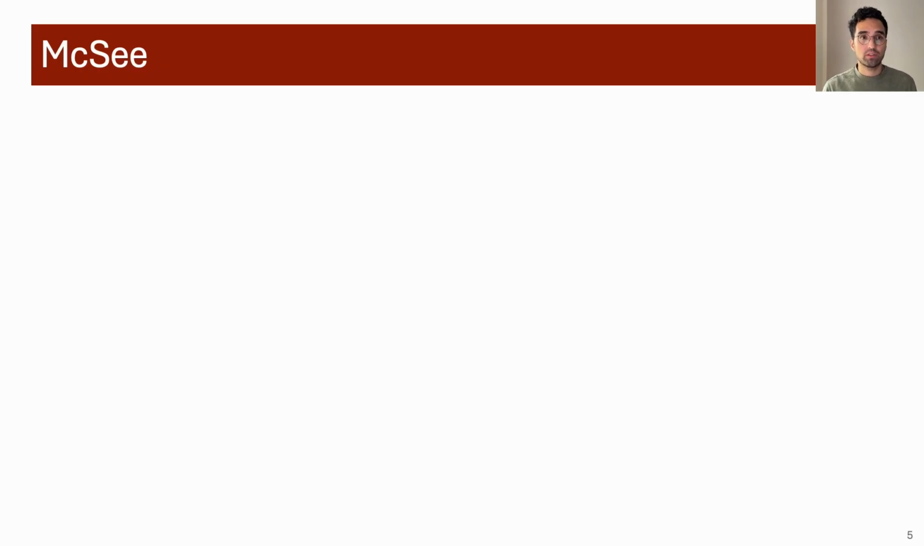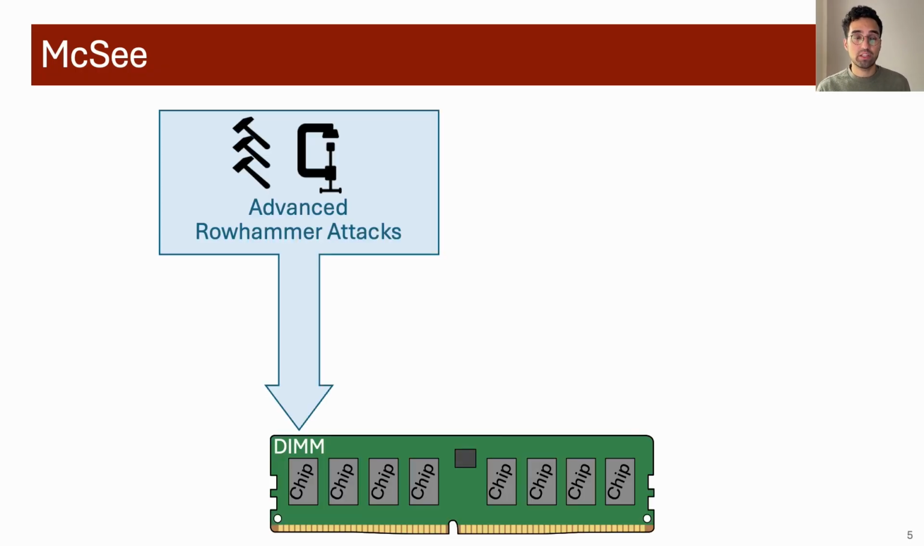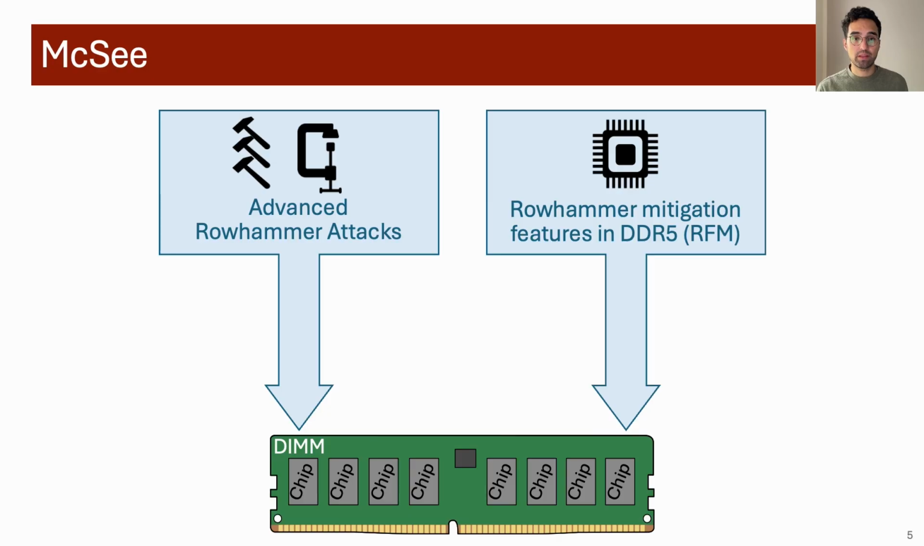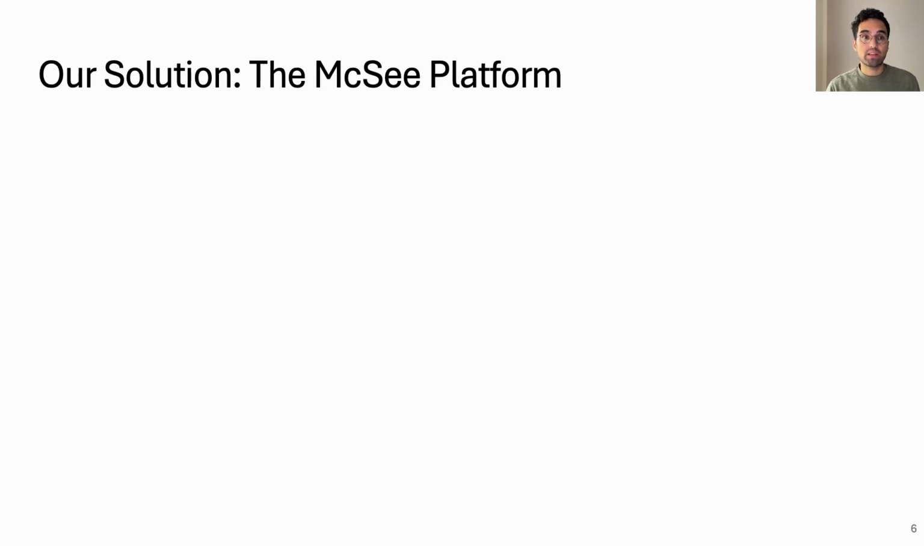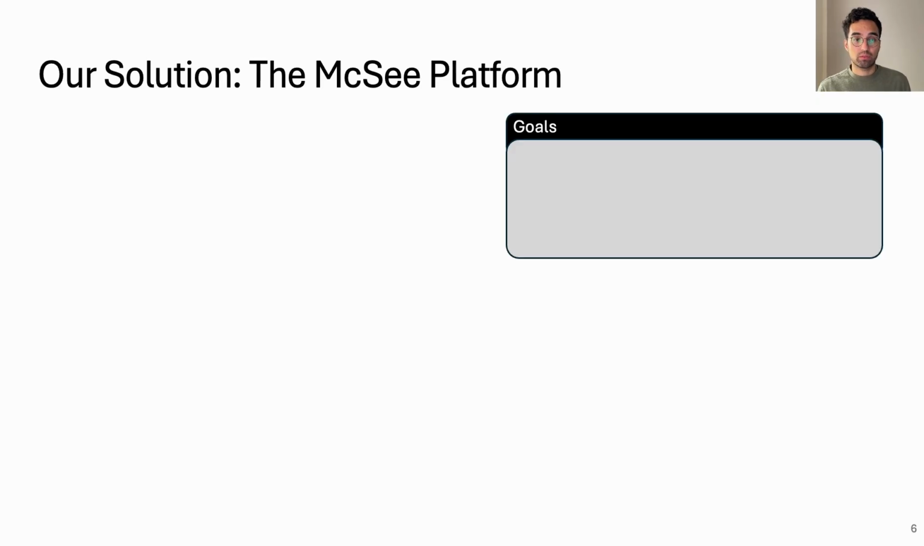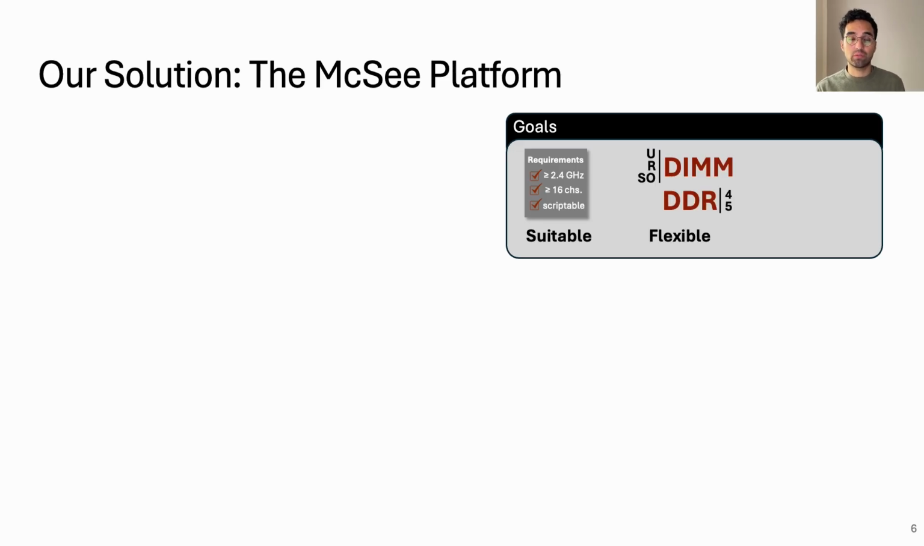To answer these two questions about advanced Rowhammer attacks and DDR5 mitigation features, we built the McSee platform. When designing our platform, we had three goals. We wanted a solution that is suitable for DDR5 in terms of speed, number of channels, and automation. A flexible solution that allows us to look at different DRAM form factors and standards, and a solution that is accessible by relying on hardware that might already be available in universities.